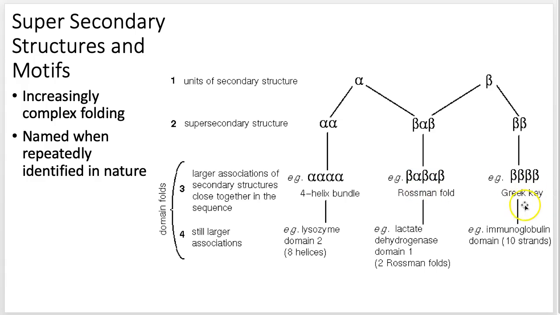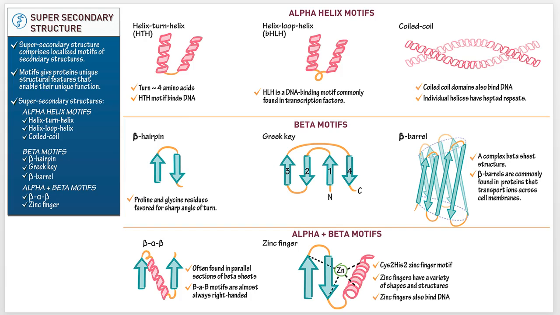Or the Greek key, which happens in antibodies or immunoglobulins. Lactate dehydrogenase, we're going to see when we talk about the citric acid cycle. So anyway, you can see if I start doing different combinations of secondary structures, then I get bigger things, and I can do stuff with them. There are a bunch of those.